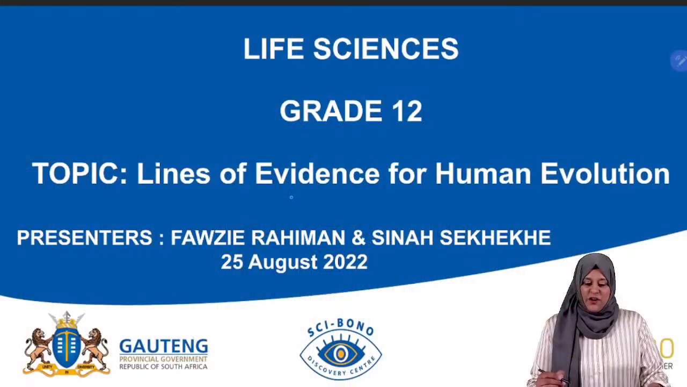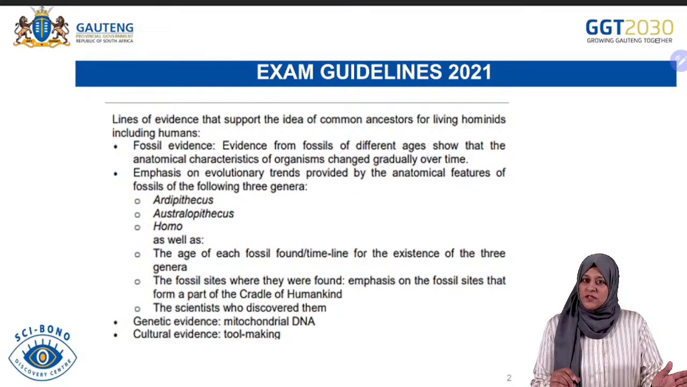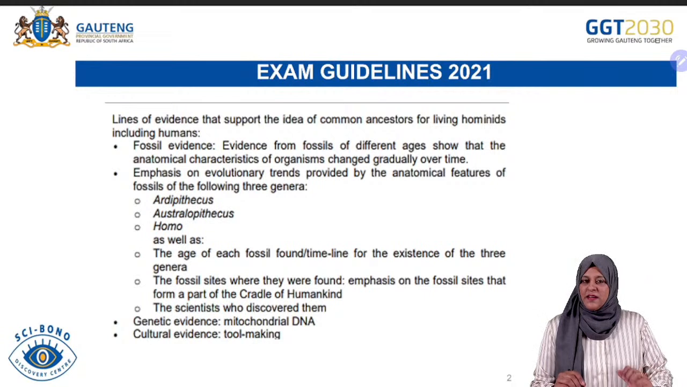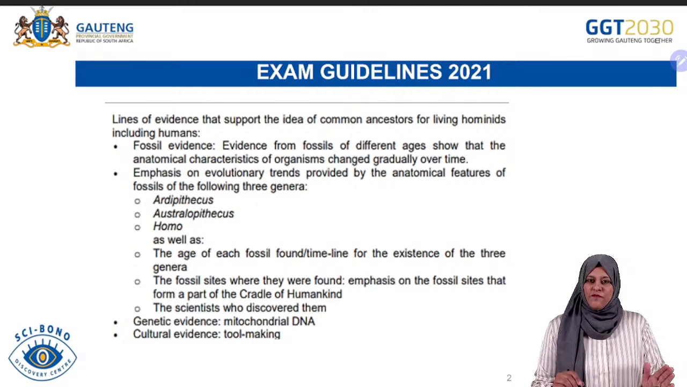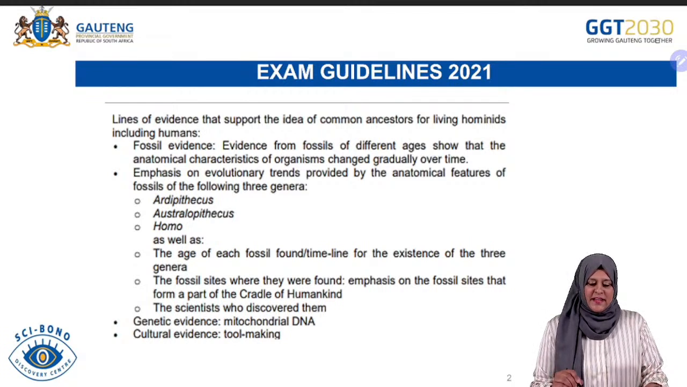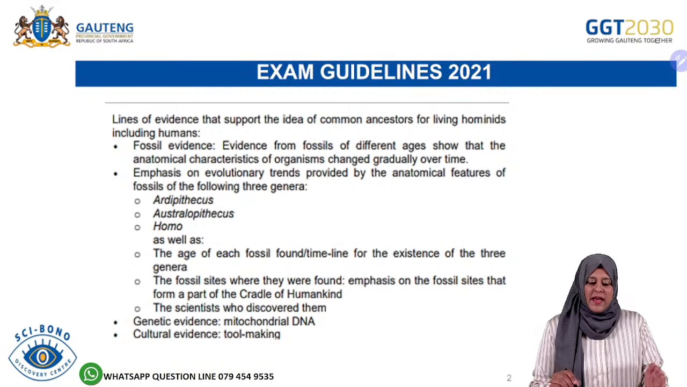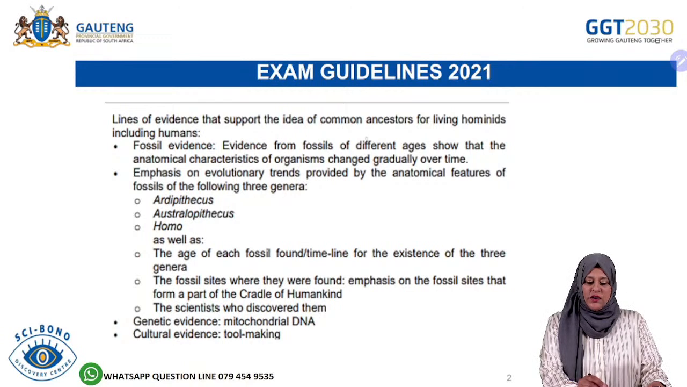Right, so today's lesson we are going to discuss the types of evidence, or the lines of evidence, for human evolution. Let's kick off the presentation with our all-important exam guidelines. Remember, we are reiterating that you start off with this important document every single time you start studying, to see what is important, what you need to know, and do I know this before you write any test or exam. Right, so we are going to look here at the lines of evidence that support the idea of common ancestors for living hominids, including humans.